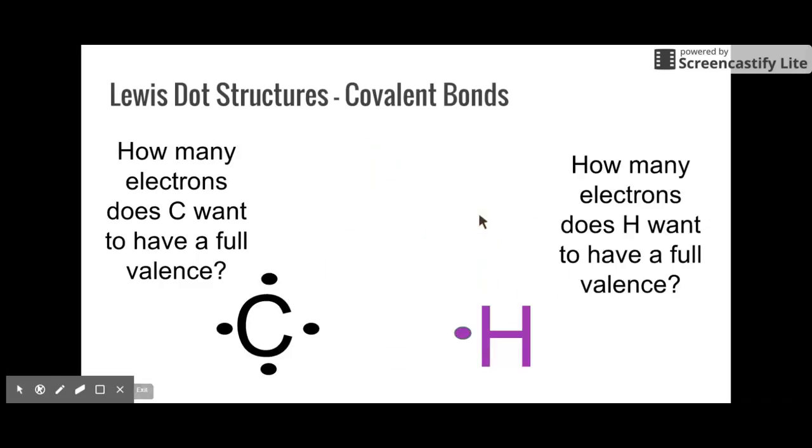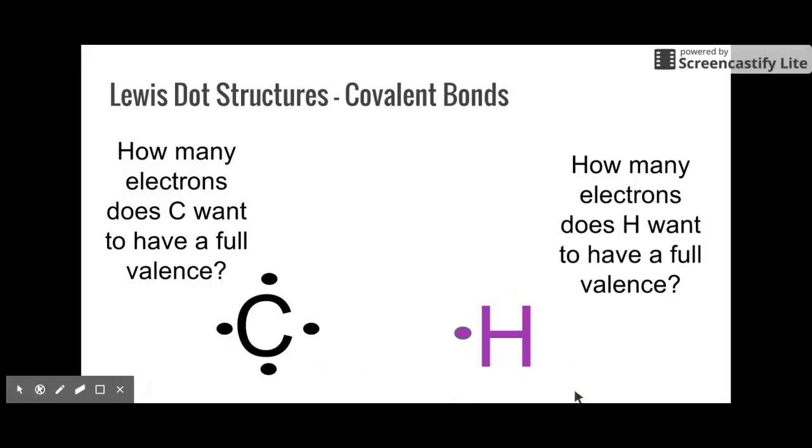So here are the Lewis dot structures for covalent bonds. Here is a carbon atom. If you recall, carbon has 4 valence electrons. How many does it want to fill its valence? Well, if you said it wants 8, you'd be correct. So it needs 4 more. Now, hydrogen, on the other hand, is kind of special.